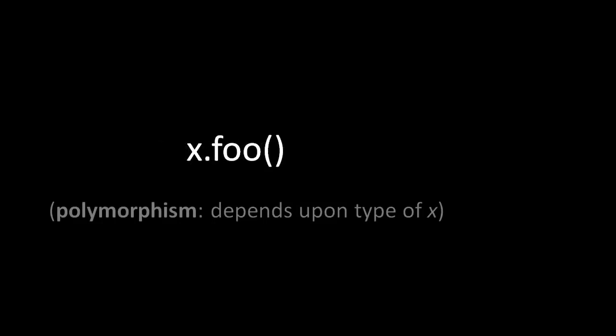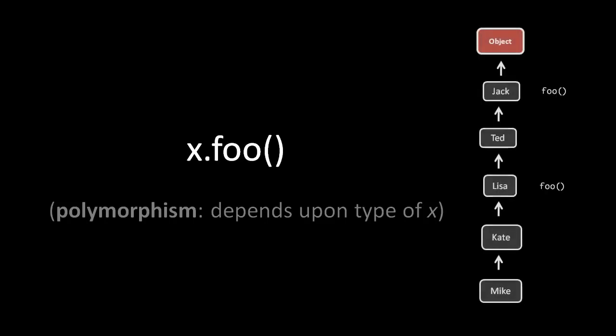Note that method calls are then naturally polymorphic. Here, for example, when we call x.foo, which method foo we're calling, which operation, depends upon the type of x. Or looking at the inheritance tree from our override example, if the x expression is a Lisa object or Kate object or Mike object, this will invoke the foo method defined in the Lisa class. If, however, the x expression returns an object of type Ted or type Jack, then this will invoke the foo method defined in the Jack class. The actual operation, the actual method being invoked, is changing based upon the types of the arguments, in this case the type of the instance.